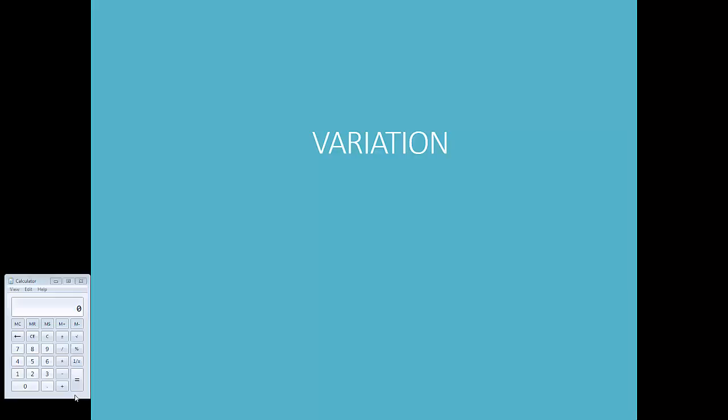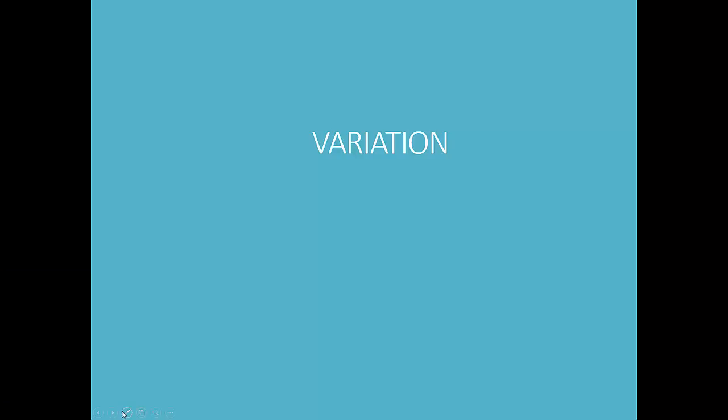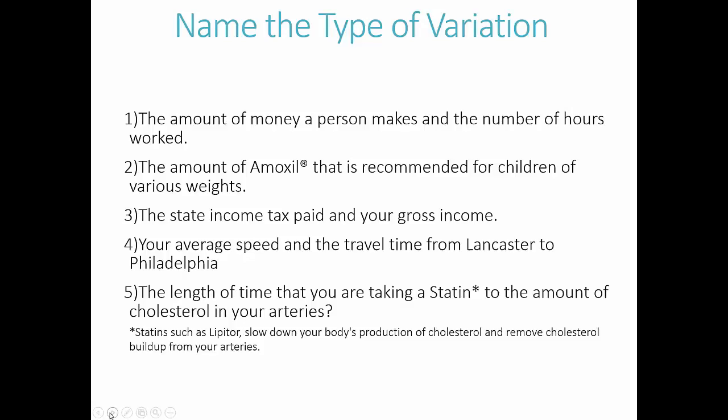We're going to take a look at variation and what that means mathematically. We're going to start by looking at some real-life examples. So, first example is the amount of money a person makes and the number of hours worked.